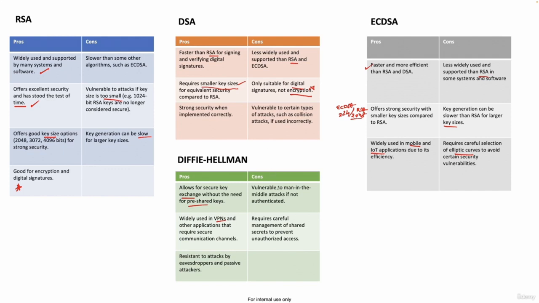The biggest con with Diffie-Hellman is that it's vulnerable to a man-in-the-middle attack if not authenticated. If you don't use it properly, then the Diffie-Hellman algorithm can be susceptible to the man-in-the-middle attack, right? And it requires careful management of shared secrets to prevent unauthorized access. So when you are actually sharing the secret, you have to be really careful that you use the right keys and the right key lengths. Only then will you achieve the right results.